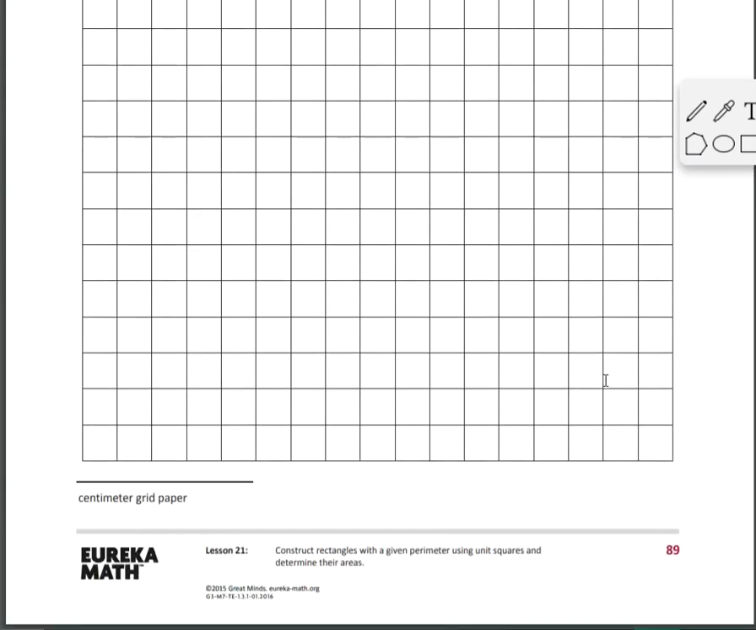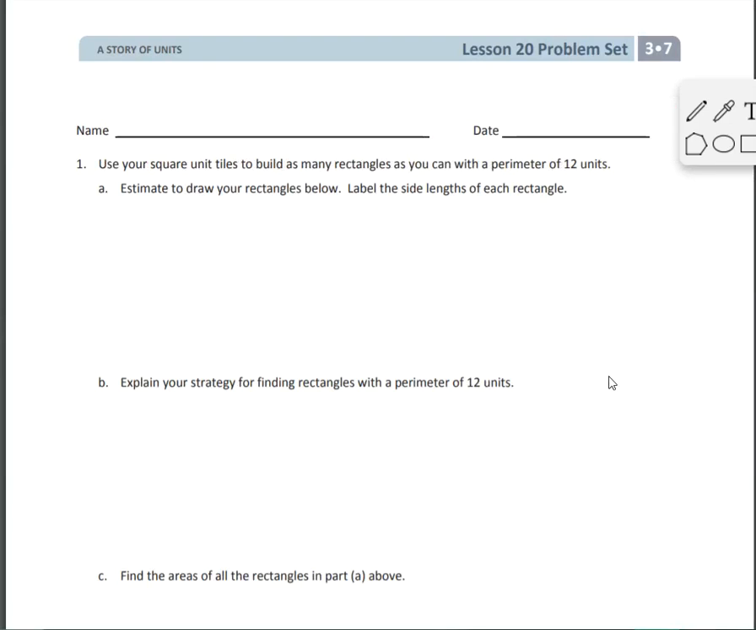And then I've attached grid paper because this problem set is going to ask you to use square tiles to build as many rectangles as possible with a certain perimeter. And I wanted to make sure that we still had unit squares and grids so that we could use them if we felt more comfortable doing it that way.